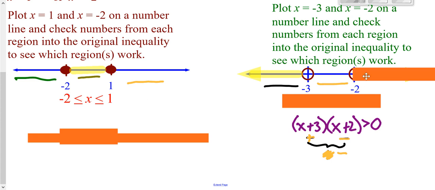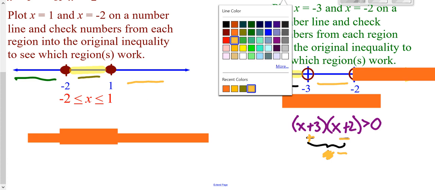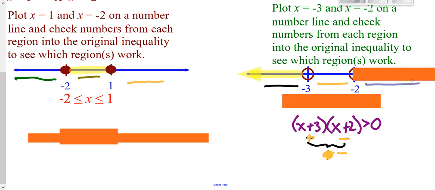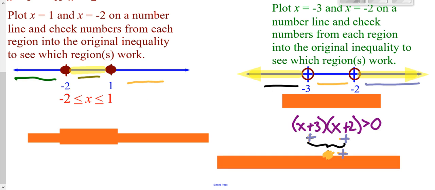Now we'll try a number to the right. I could try any number to the right of 2 and it would not make a difference. I'm going to go ahead and try 0. 0 plus 3 is positive. 0 plus 2 is positive. A positive times a positive is a positive. And I'm looking for something greater than 0. And I got positive is greater than 0, so it does work.